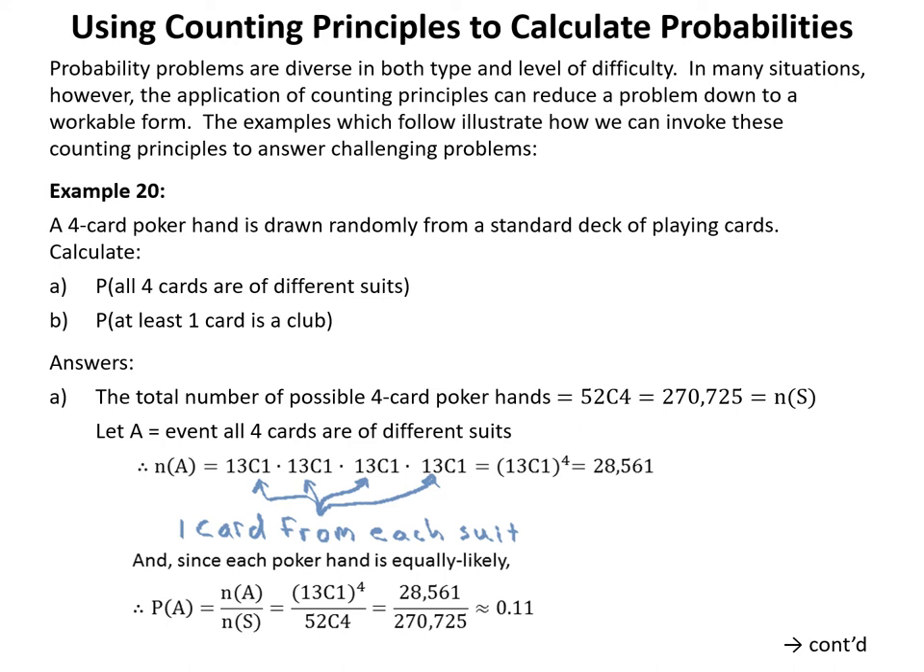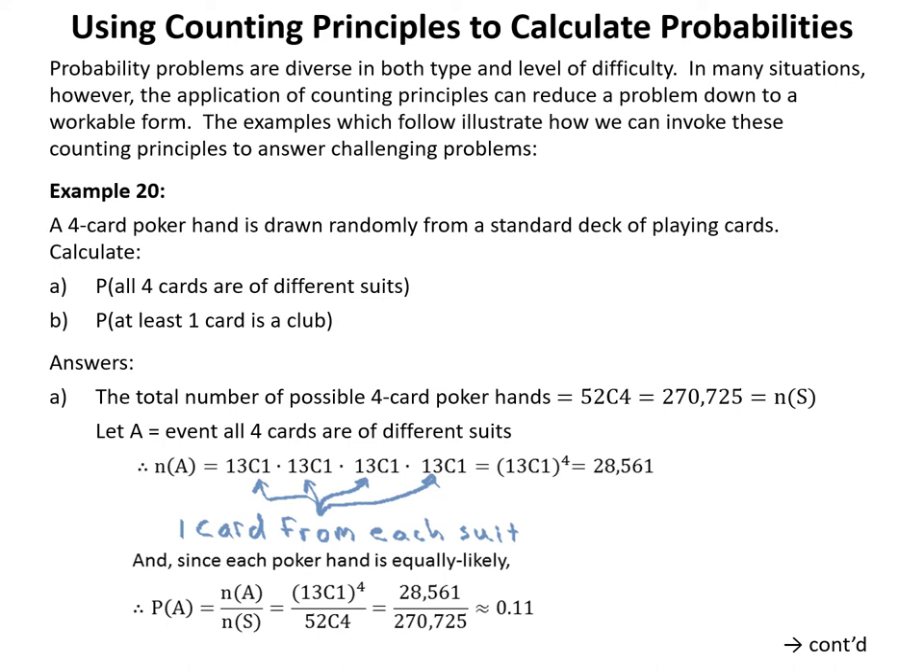Now clearly, for this to happen, the diagram you see below shows how we can figure out the number of ways of calculating the number of outcomes in event A. So in order to get one card from each suit, we would be choosing exactly one out of the 13 for each of the four suits. So we would be doing 13 choose one, because there's 13 in each suit, and we would be choosing one of them. And we would do this four consecutive times, once for each suit.